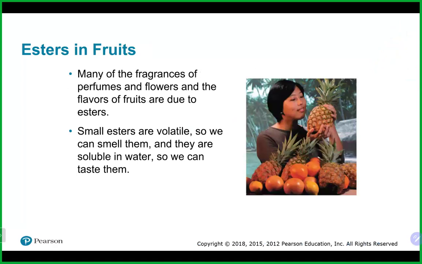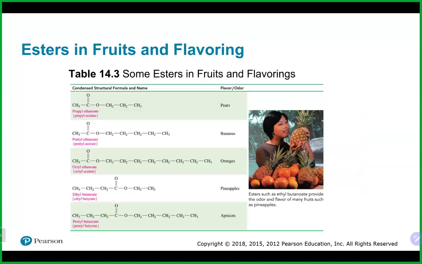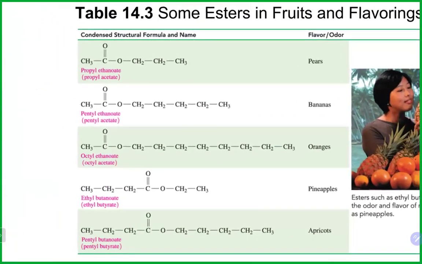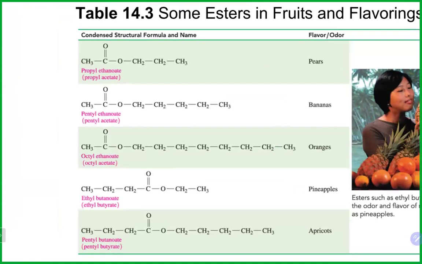So as we've been talking about, esters are really responsible for a lot of fragrances and also flavors as well. A lot of perfumes and stuff. Esters can be volatile, so they do give off odors. Volatile means something can go in the gas phase really easily. And again, that's going to allow you to smell different smells, which you might be doing in the lab this week. So pears, for example, here's propyl ethanoate, the one we just did.